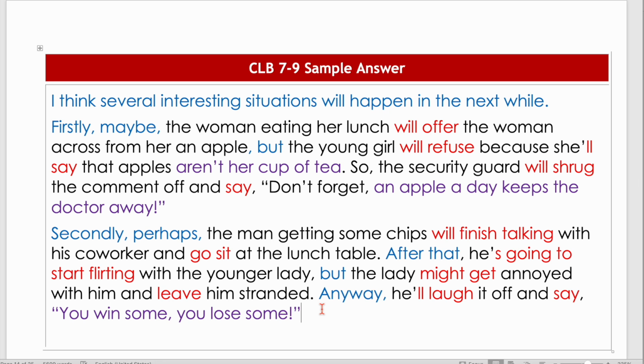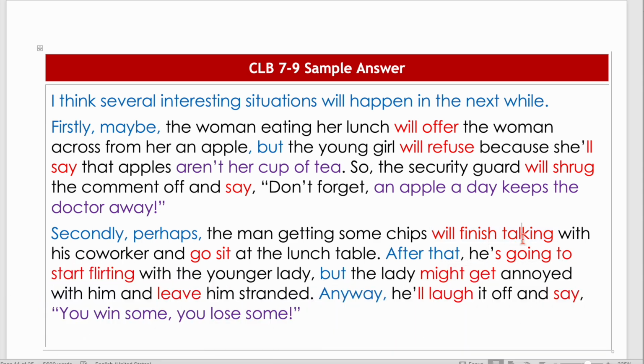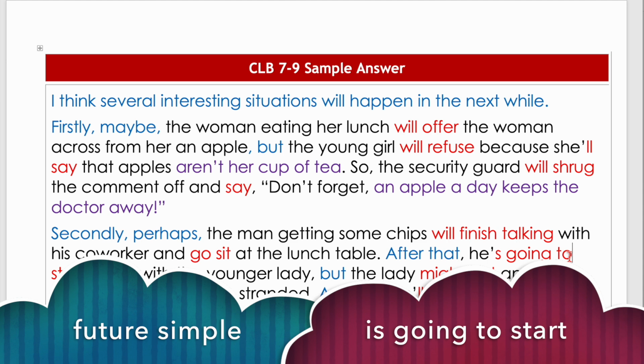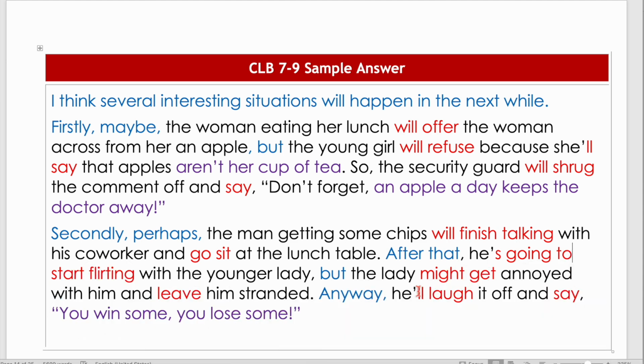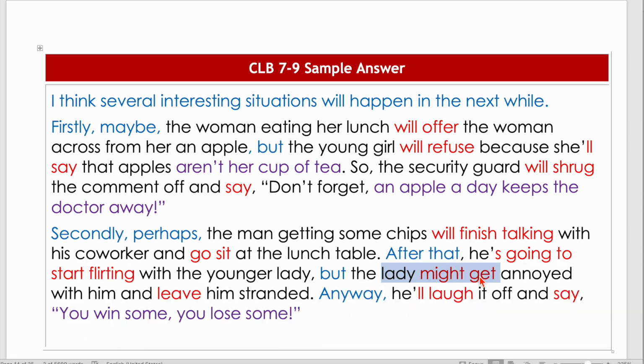Okay, very good. So I want to say here some things that are good. Future continuous. Future continuous. We'll finish talking. That's higher level. And then over here we use he's going to start. He's going to start. Good to use going to. And then over here we used might. Might, may. Modals of possibility. Also stronger language. Okay. And then, of course, our expression. Very good idea, but both of these ideas are good, okay?